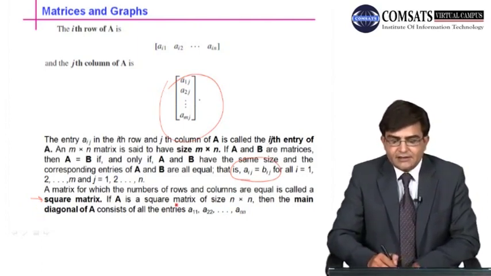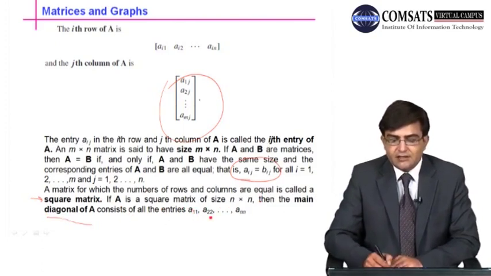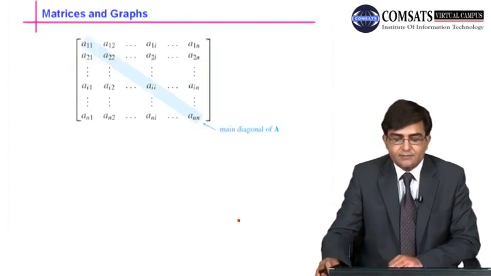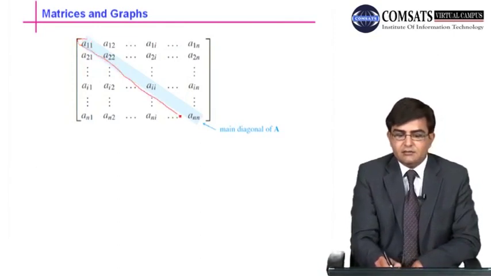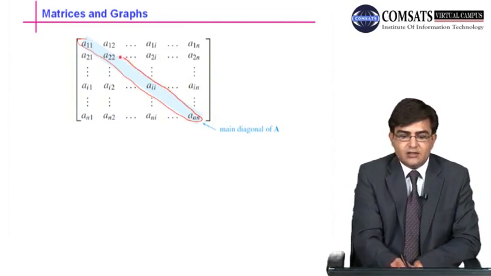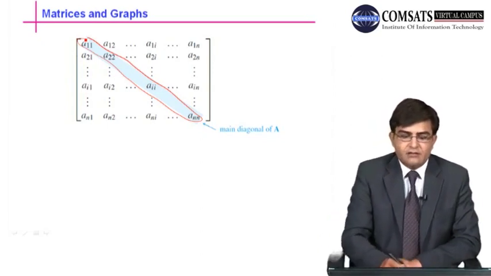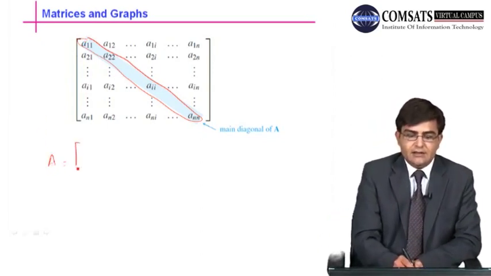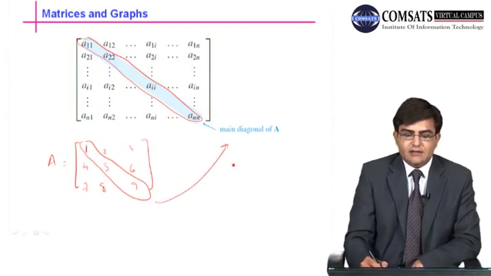And for a square matrix of size n, the main diagonal of A consists of all entries a11, a22, ann. For example, if you have this matrix, these elements are called the diagonal elements or main diagonal elements of A. For example, we had discussed the matrix 1, 2, 3, 4, 5, 6, 7, 8, 9. What is the main diagonal here? This is the main diagonal of this matrix.